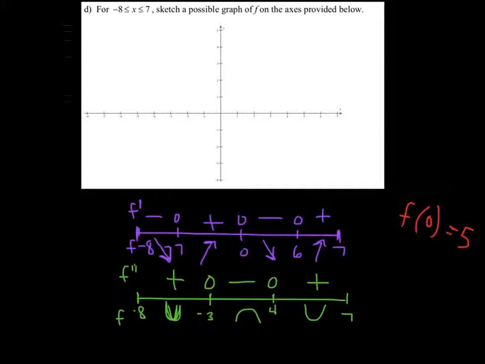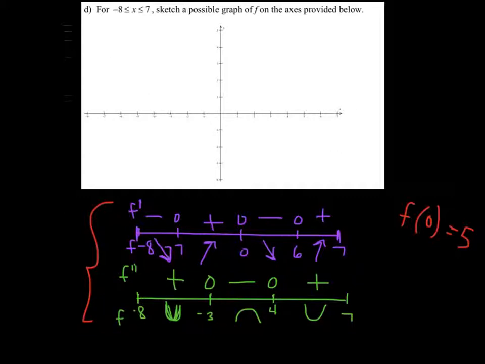Okay, so the last question is asking us to sketch a possible graph of f on the axis provided below. So the first thing I want to stress is that it's a possible graph. There are many, many, many different ways that I could draw this. I'm just drawing a possibility for what the graph could look like based upon my sign charts that I have here. So I copied them and brought them back down because we're going to use these.